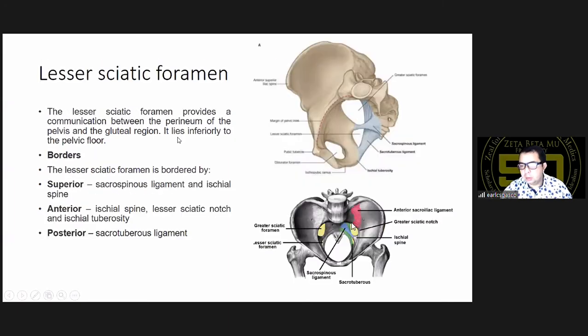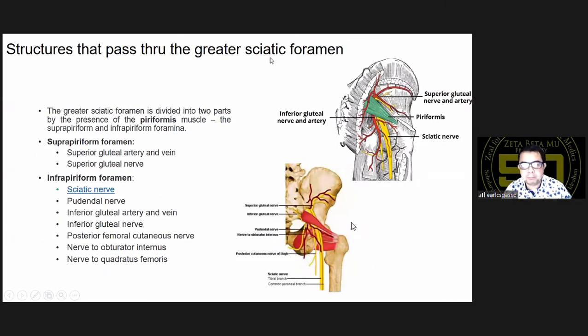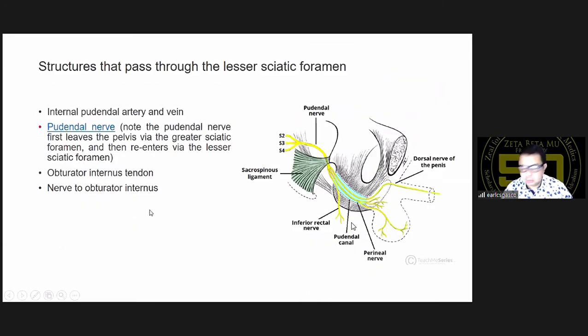Note that in the greater sciatic foramen, you also see the pudendal nerve. In the lesser sciatic foramen, the pudendal nerve again. The pudendal nerve first leaves the pelvis by the greater sciatic foramen. However, it re-enters by the lesser sciatic foramen. So it's actually found on the two sides of the foramen. It leaves, enters, and then re-enters. That's all for the structures that pass through the greater and the lesser sciatic foramen.